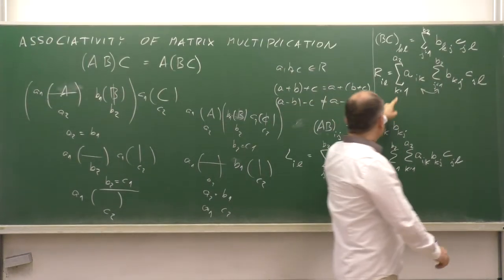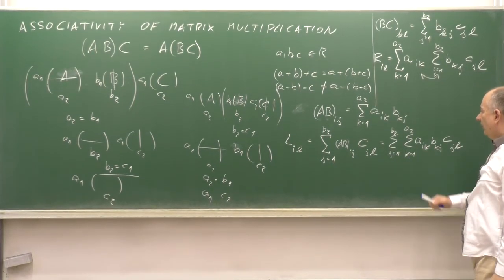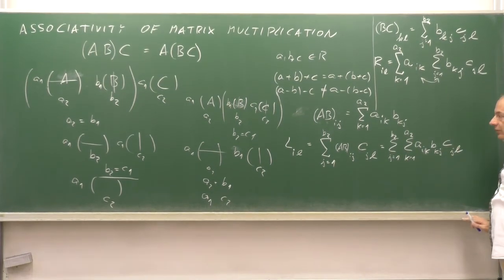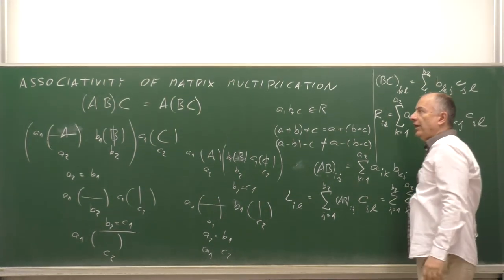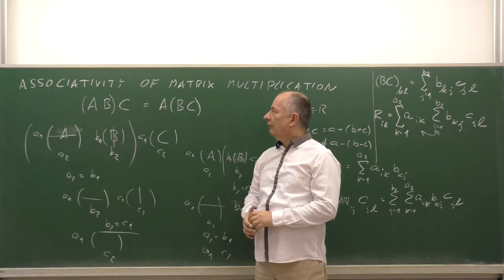That means the sum over k, sum over j is the same as the sum over j, sum over k. And otherwise the rest is the same. So this proves the associativity of matrix multiplication, which is a very important property.